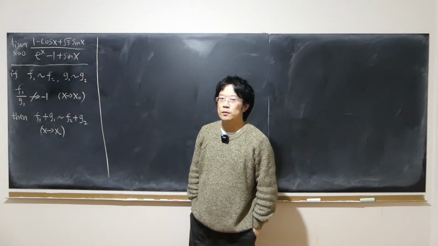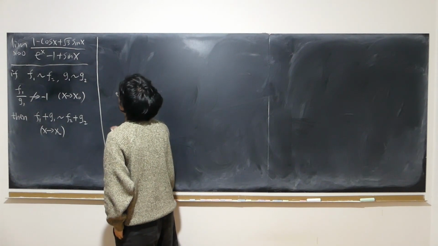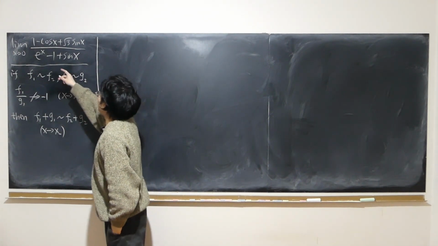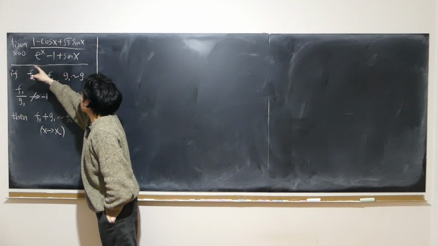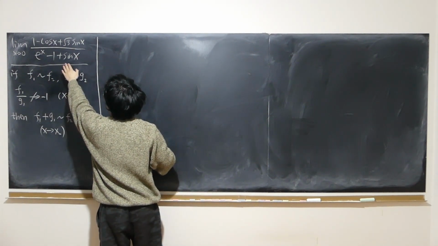I want to calculate the limit of (1 minus cosine x plus square root of 3 sine x) over (e to the x minus 1 plus sine x) as x approaches 0. So let's observe this limit to see what's going on here.